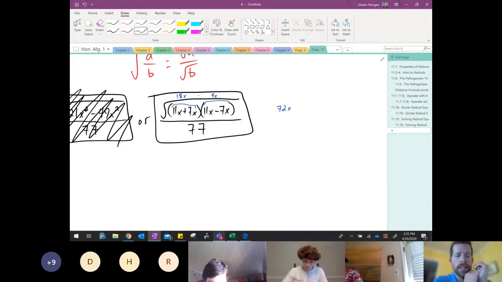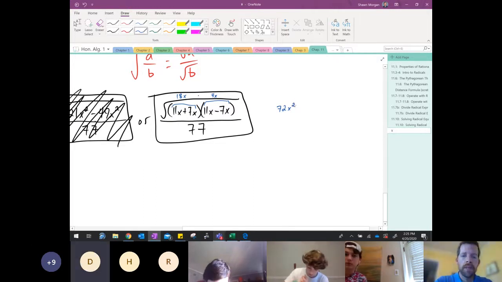11 and 7 is 18. 11 minus 7 is 4. 18 times 4 is 4 times 8. 4 times 8 is 32, and 40 is 72. Okay, good. So we got 72x squared, and that's under our square root.